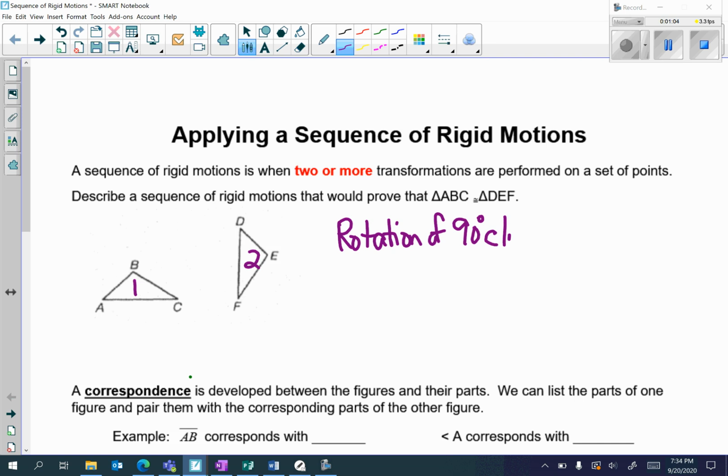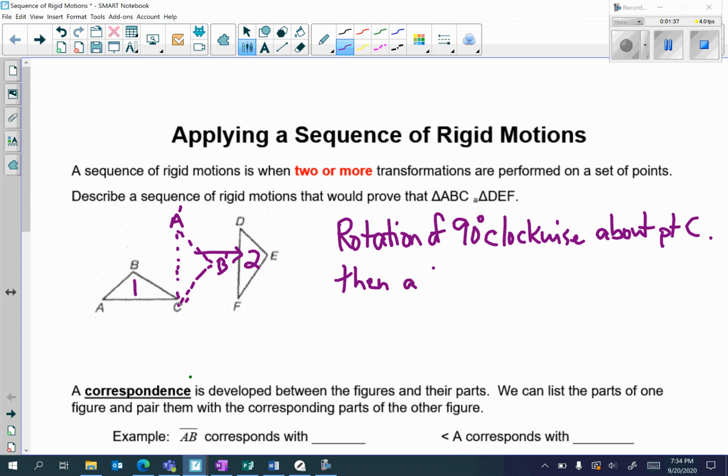And that's going to be a clockwise rotation about point C. So I'm going to draw a quick sketch of what that would look like. So then all I would have to do is translate or slide that triangle over to triangle DEF. So first we did a rotation of 90 degrees clockwise about point C, and then a translation.